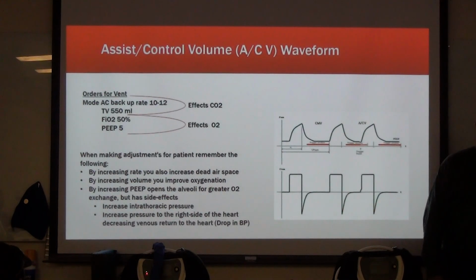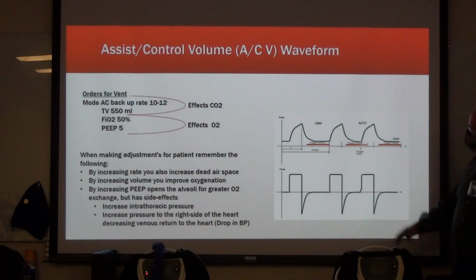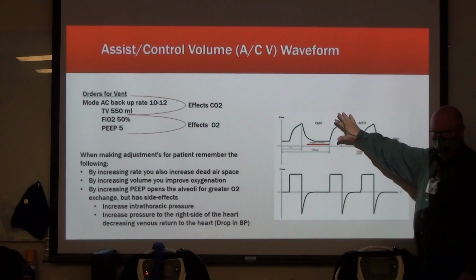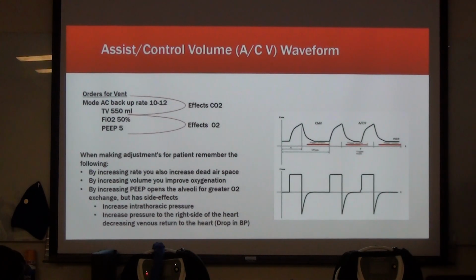If I was to pick one of these two waveforms that I was going to watch, I'd be watching this one. But you can bounce back and forth between them if you're curious and you want to play with one more than the other. Just remember this, out of all that being said, that PEEP can cause hypotension.